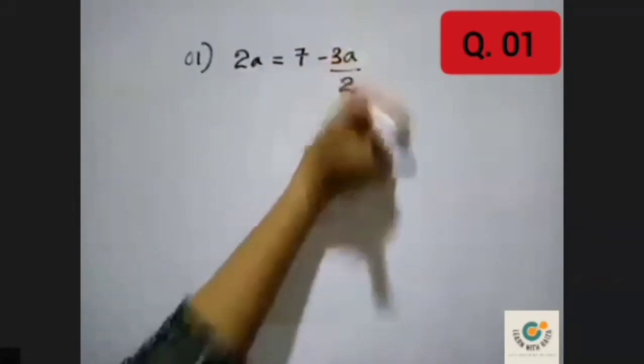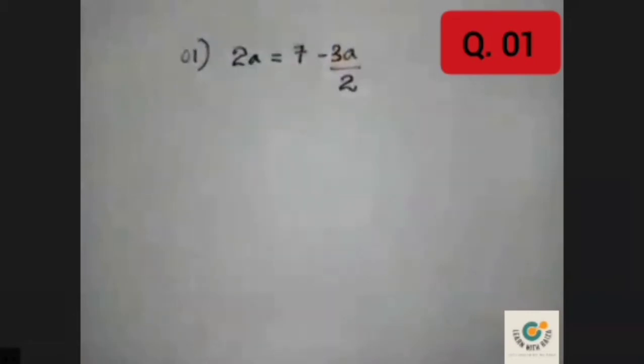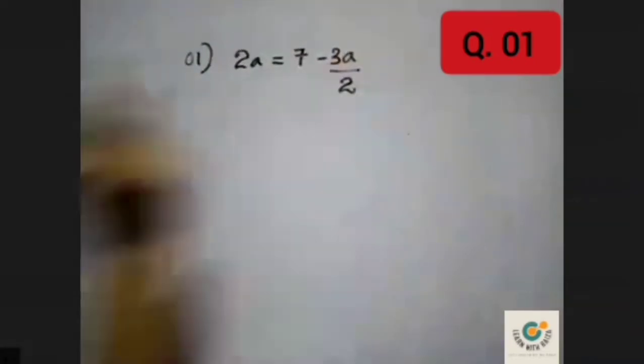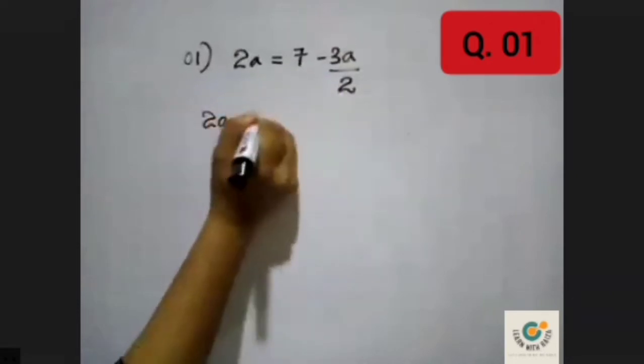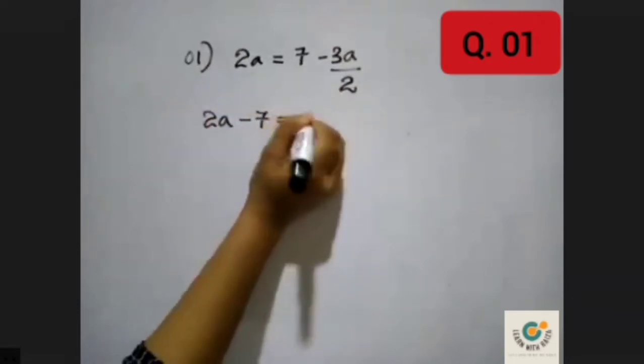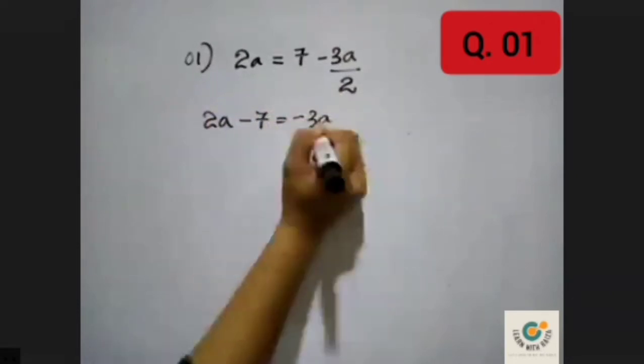So this is the equation I'm going to take here. Now we have to find out the value of A, right? What we can do first is remove this 7. So I can carry 7. This is a positive 7. When it comes here, it becomes negative. And this negative 3a is there, and 2.